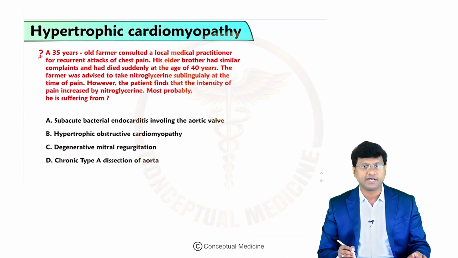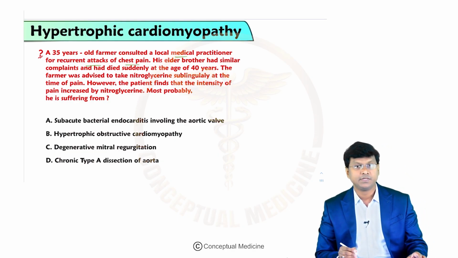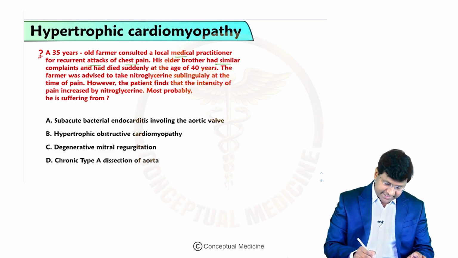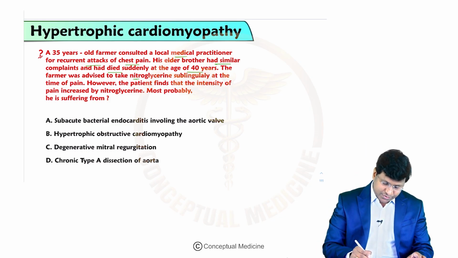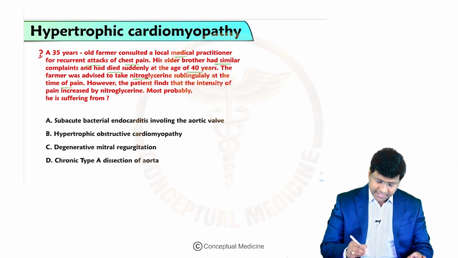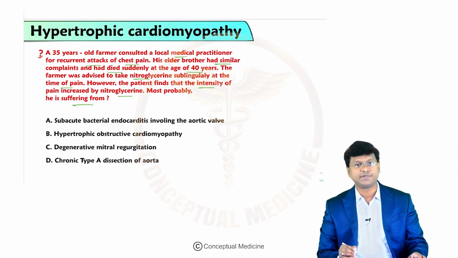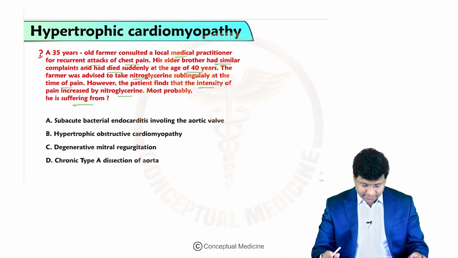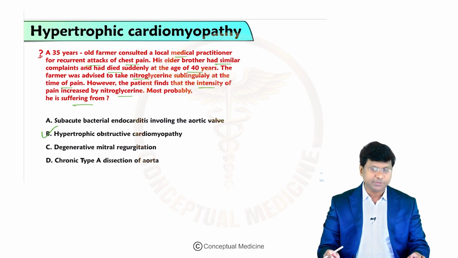A 35-year-old farmer consulted a local medical practitioner for recurrent attacks of chest pain. His elder brother had similar complaints and had died suddenly at the age of 40 years. The farmer was advised to take nitroglycerin sublingually at the time of pain. However, the patient finds that the intensity of the pain increased with nitroglycerin. Most probably this patient is suffering from subacute bacterial endocarditis involving the aortic valve, hypertrophic obstructive cardiomyopathy, degenerative mitral regurgitation, or chronic type A dissection of the aorta. So this patient is suffering from hypertrophic obstructive cardiomyopathy.